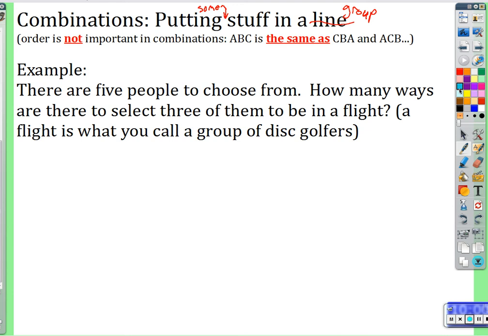If you have three things, there's only one way to have those three things when we talk about combinations. They just exist in the same space and time. They are a group of things.